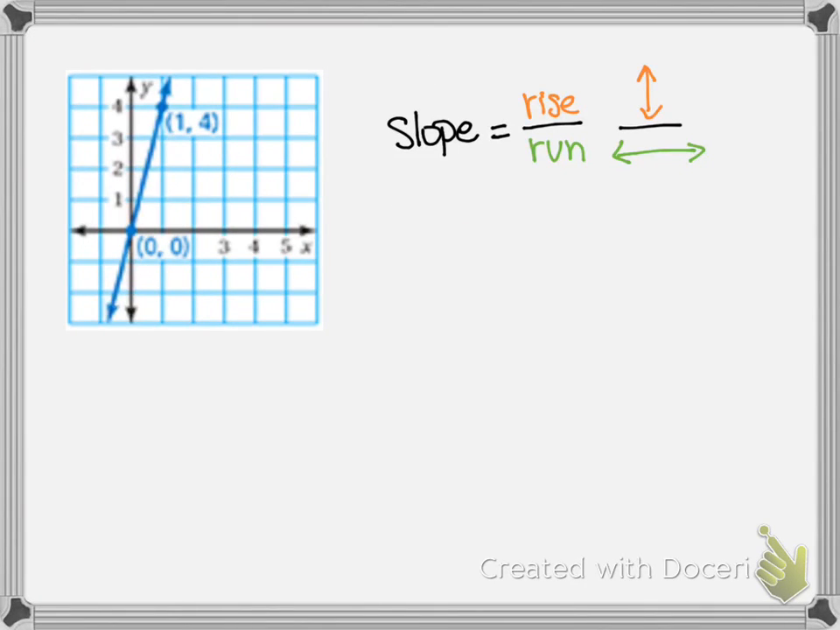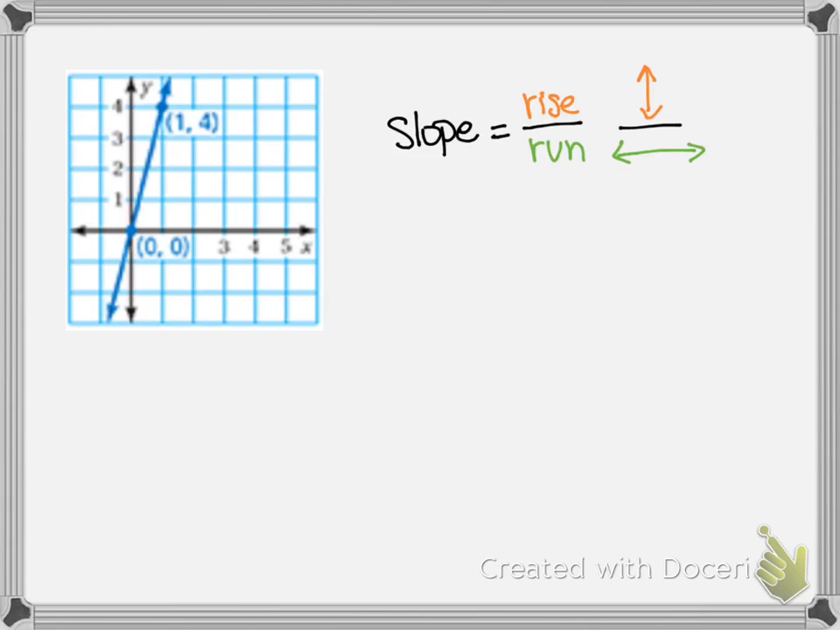Okay, so here's an example of a graph that you might get where they ask you to find the slope of this line. What we're going to do is try to find the change between these two points. We have this point right here at 0, 0, which we remember is called the origin. And then we have this point right here at 1, 4. We need to figure out the change between those two points.